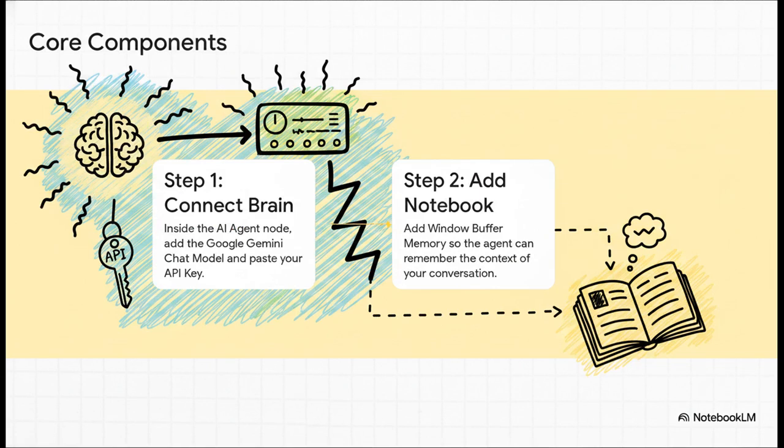All right, so now we're plugging that Gemini brain right into the command center, using that API key we got earlier. And this is so important. We're giving our employee a notebook. That's the window buffer memory. So it doesn't just instantly forget what you told it 5 seconds ago. Context is everything if you want it to be useful.